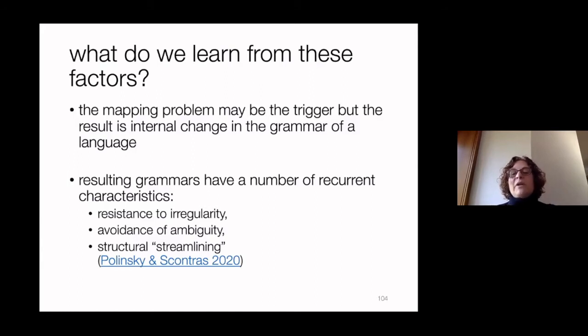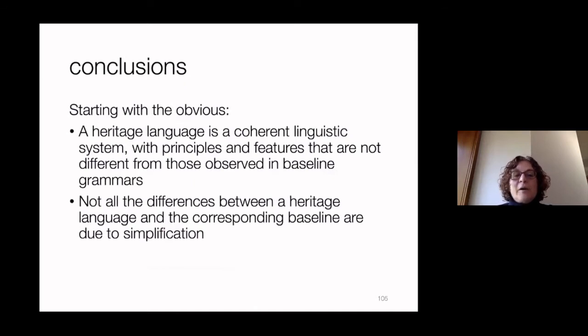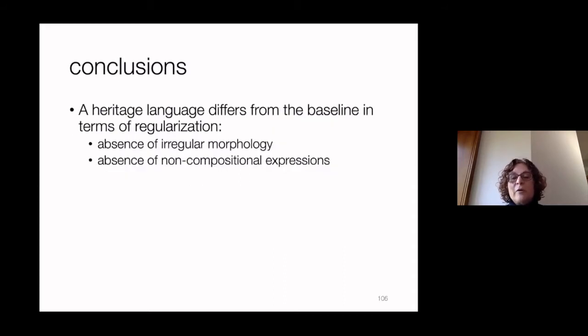The resulting grammars then have a number of recurrent characteristics, which include resistance to irregularity, avoidance of ambiguity, what Greg's contrast and I call structural streamlining, where we have either fewer nodes or some nodes are just inert. And that leads us to the observation which I started with, and that is that a heritage language is a coherent linguistic system. The principles and features that we see in that system are not different from what we observe in baseline grammars. The important thing is that not all the differences that we see between a heritage language and the corresponding baseline are due to simplification.